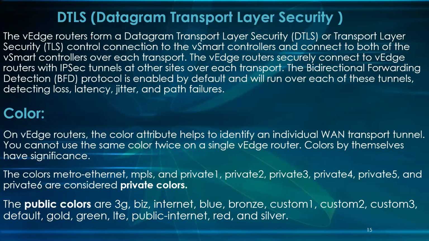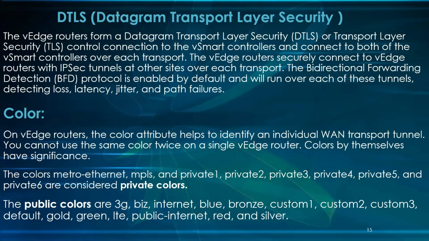So TLS we use for HTTPS. TLS came after SSL, right? TLS provides us the security, and DTLS provides the Datagram Transport Layer Security over the dynamic tunnel which we form, and it does so based on UDP. There are two types of protocol we can run to form the tunnel. One is DTLS, which is based on UDP, and TLS is based on TCP.